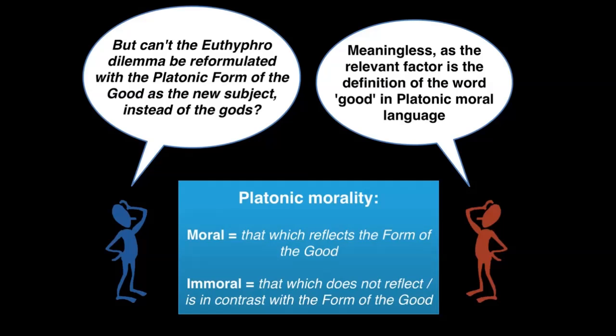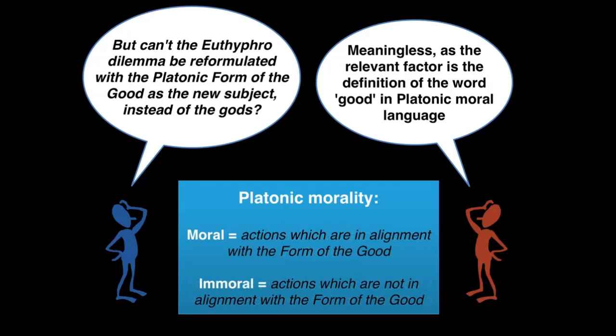Or to phrase it in a more human-oriented way, actions that are in alignment with the Platonic form of the good are moral, and actions that are not in alignment with the Platonic form of the good are immoral. That's the definition of moral and immoral in a Platonic worldview.